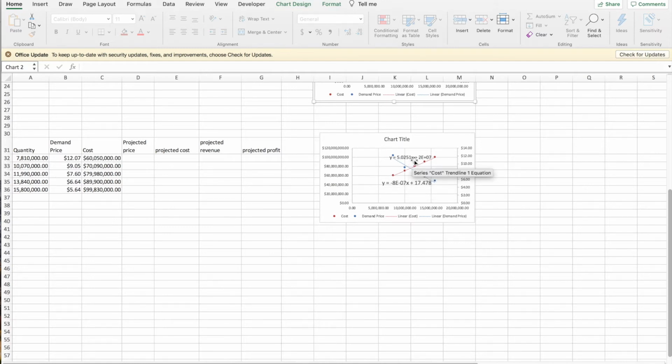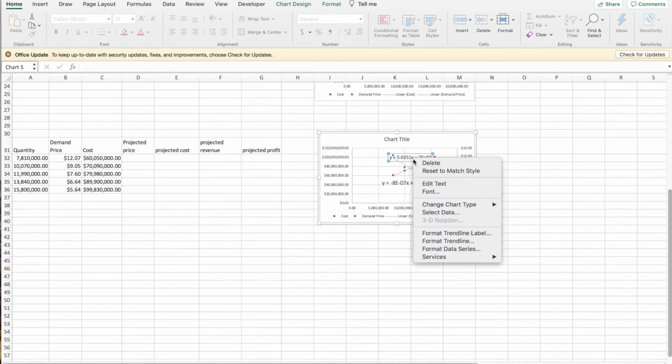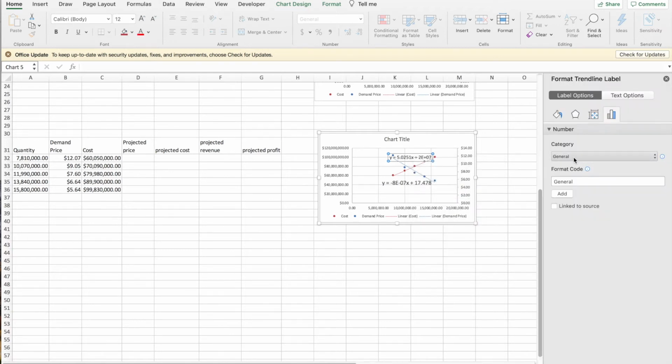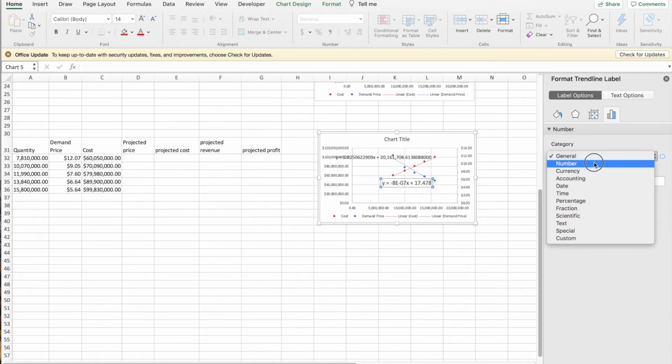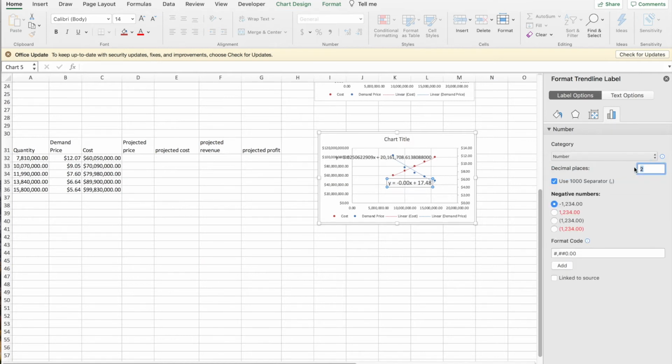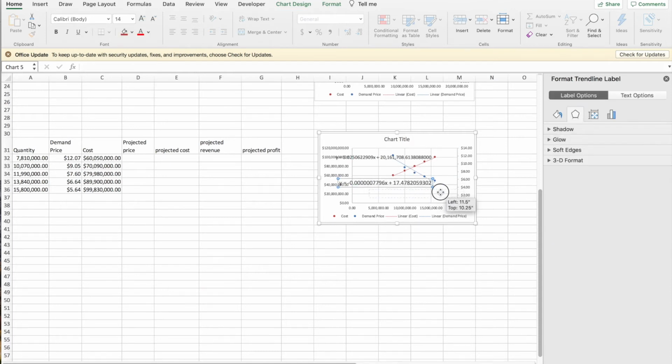I've got my equations, I've done my profit, except I'm simply now going to look at this and say, I'd like to format the trend line label, because it gave it to me in scientific notation, and I'd like it as a number, and as a number it starts out with 2 decimal places, and I need more than that, so I'm going to say 10 decimal places. I'm going to do the same thing with the other equation, make it a number, give it 10 decimal places. And now I have more decimal places and more significant digits.